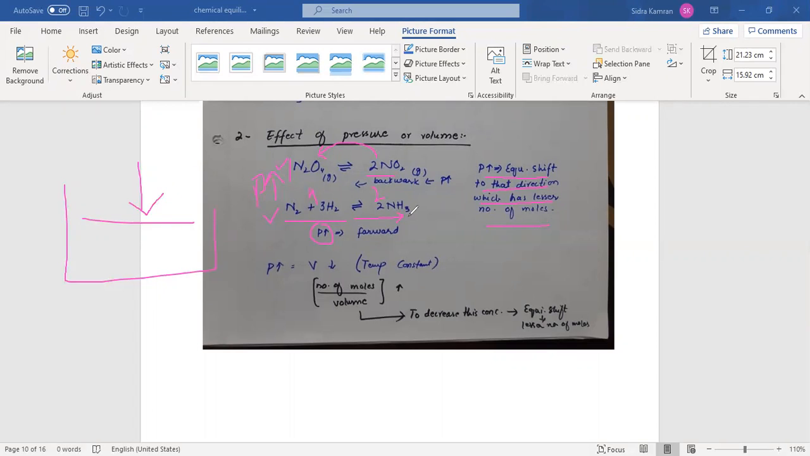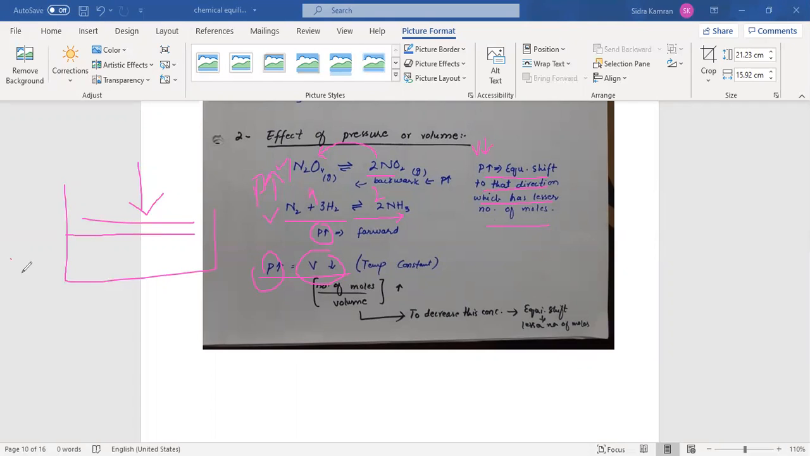As we know, there is an inverse relation between pressure and volume. If you increase the pressure, volume is decreased. So this is reversed for the volume. Clear? So if the volume decreases, equilibrium shifts to the direction which has fewer moles. If you understand the effect of pressure on the equilibrium, then you can easily get an idea about the change of volume, because volume is inverse to the pressure.